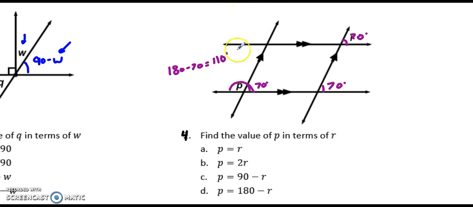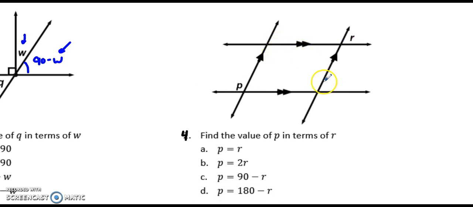Now let's back away from the numbers and substitute in some variables. I know that 70 was r, and the 110, my final angle here, that's p, and this 180 will stay because no matter what, those two angles were supplementary. So p equals 180 minus r, and that matches up with d right here.